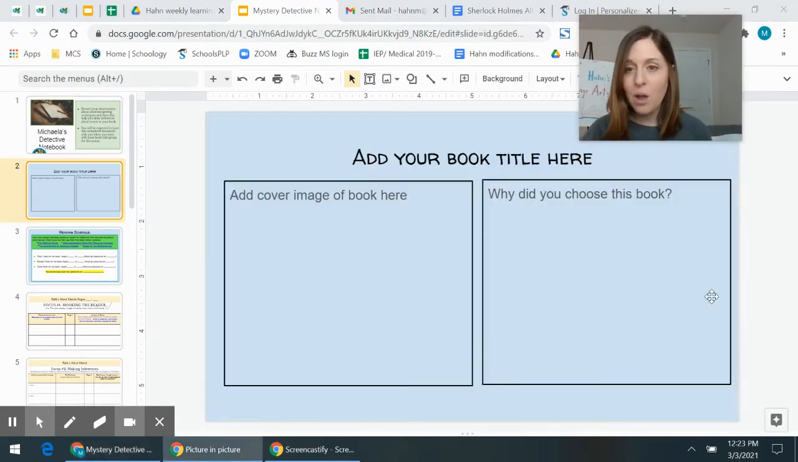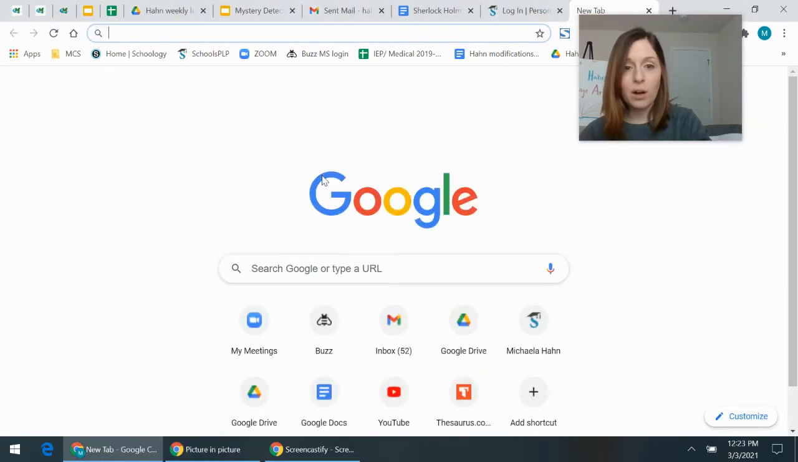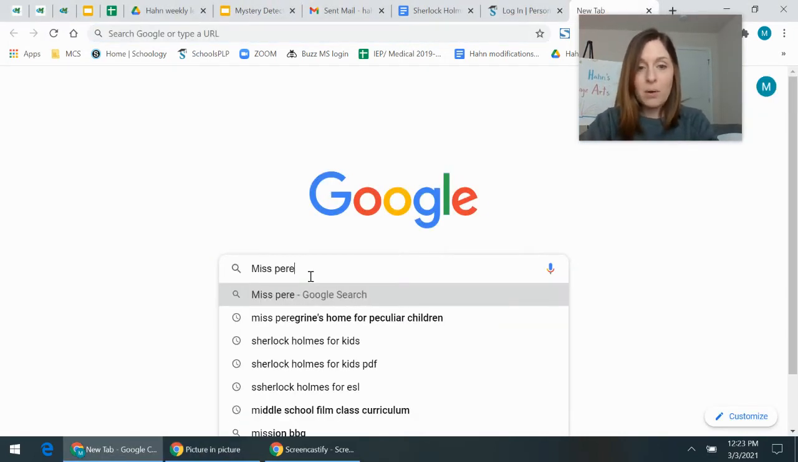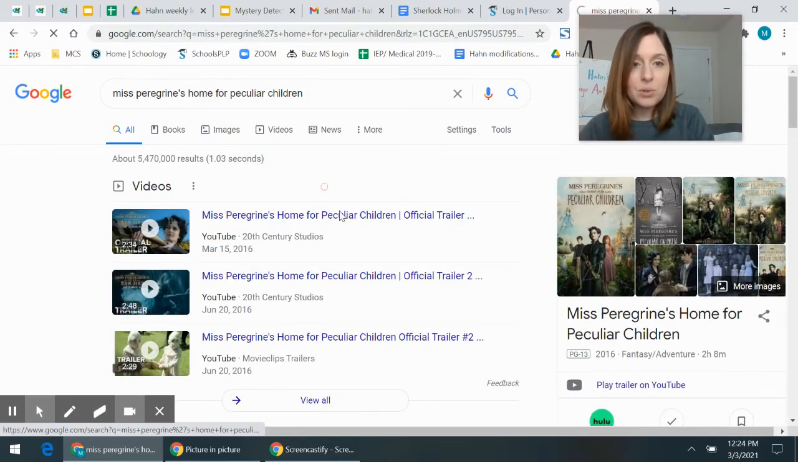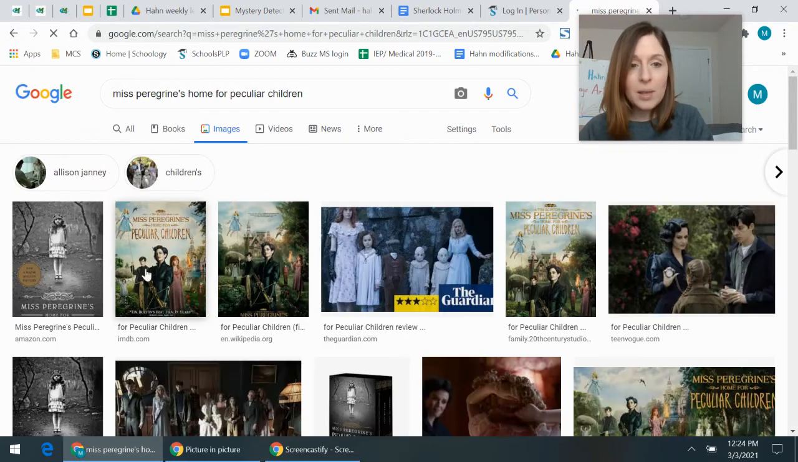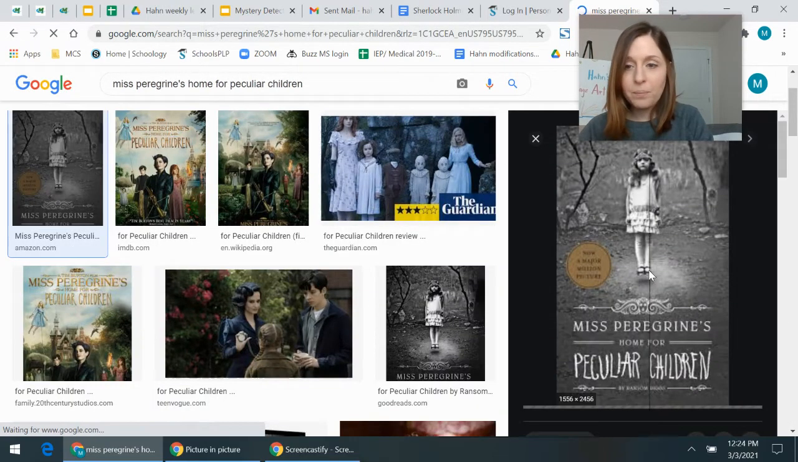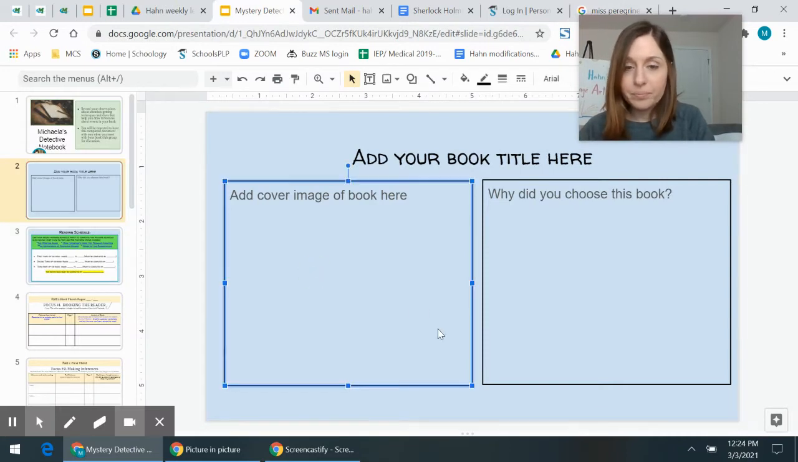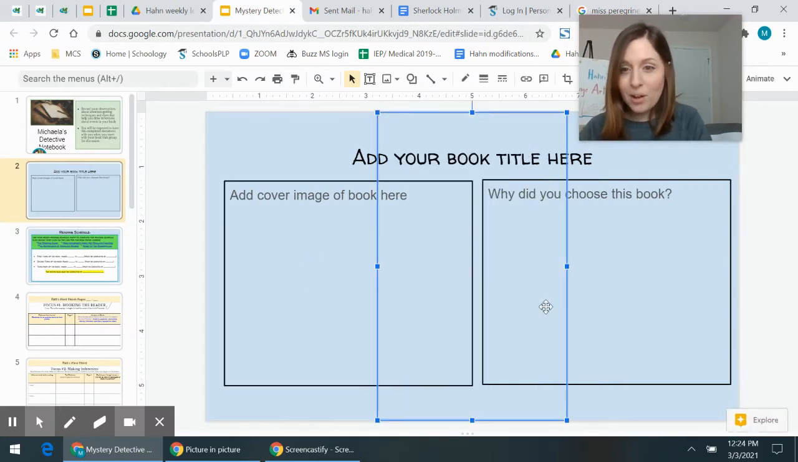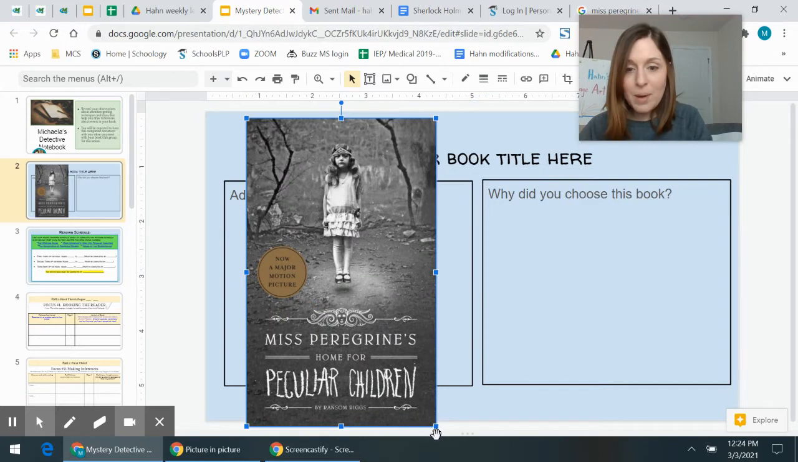Now, most of you are reading one of the 4 options we gave you, like The Hound of the Baskervilles or Miss Peregrine's Home for Peculiar Children. So go to Google Images, right? I can just go over here and I can type Miss Peregrine's Home for Peculiar Children. I can go to Images and I can copy and paste an image of the book right here. All right, think of this kind of like your notebook cover. And so you're going to drag that in the box there, format it.